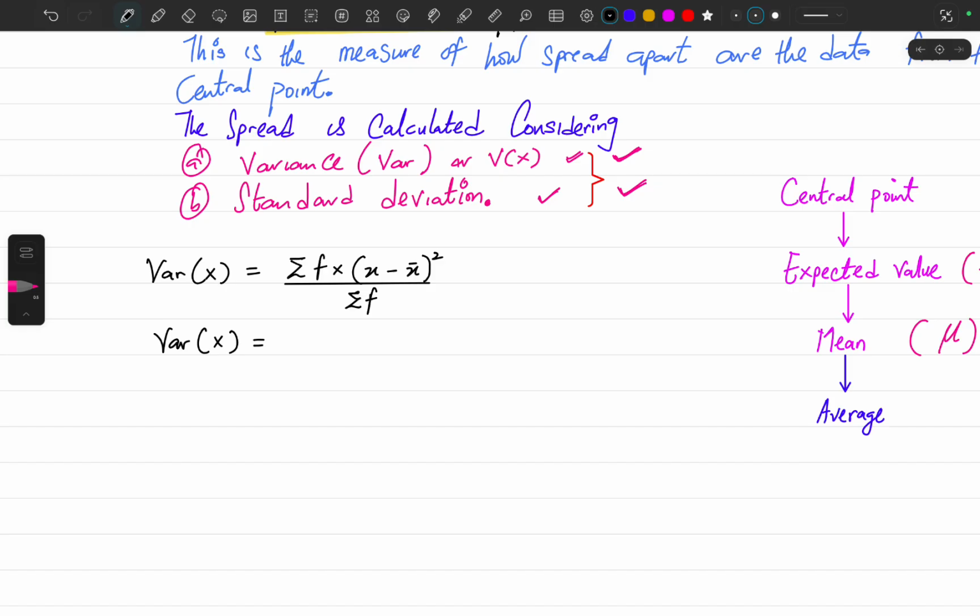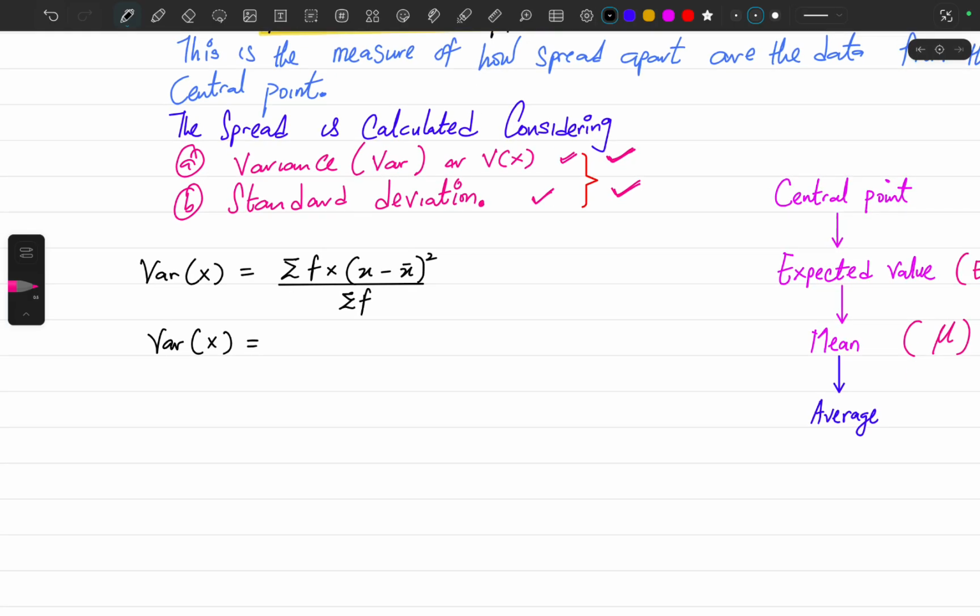equals, I'm actually summing all of this up. Since each of this is going to be done for each of the data, I remember that the summation of x minus bar x all square multiplied by the frequency divided by summation f. Okay, things are getting really intuitive here.